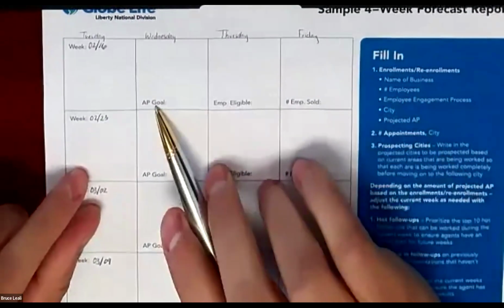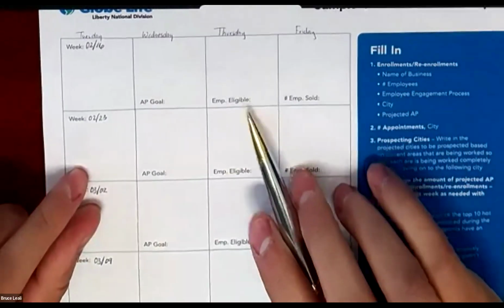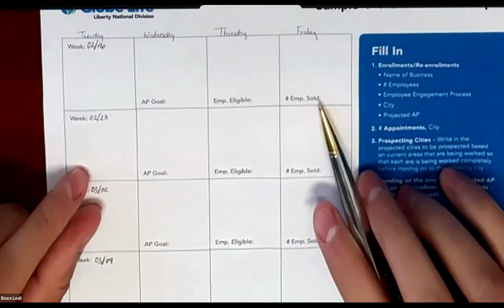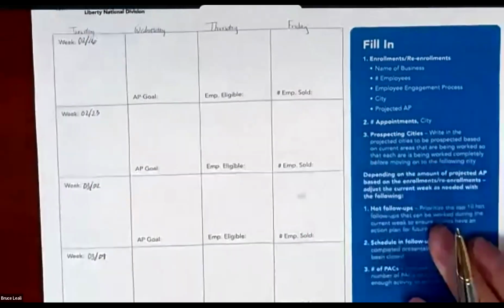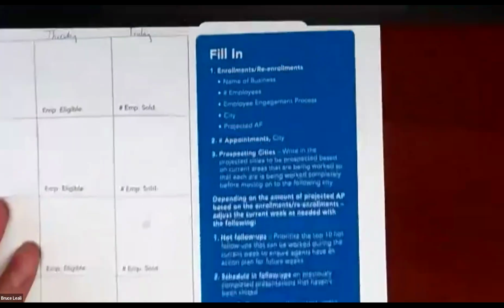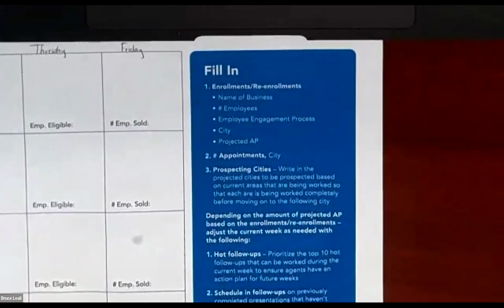Down here below, you've got your AP goal, your employees that are eligible, and your number of employees sold, which I'll go over in just a moment. But over here to the right-hand side, one of the biggest things, it breaks it down in simple format.